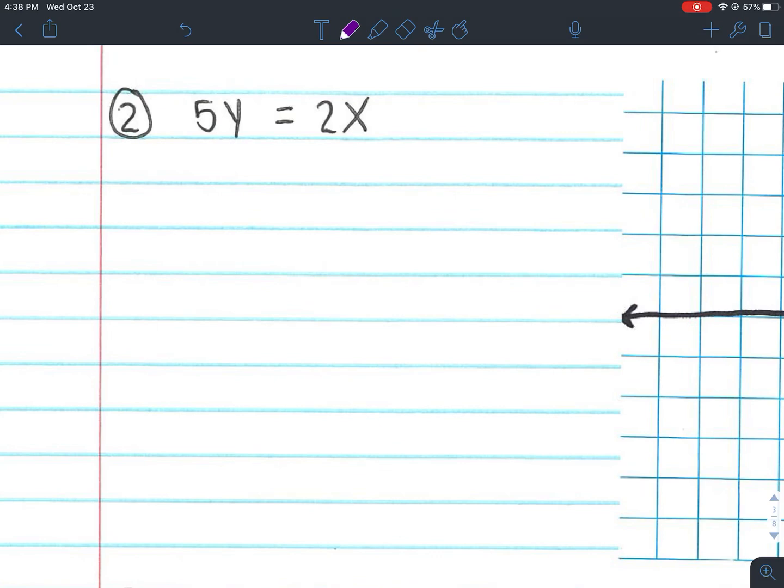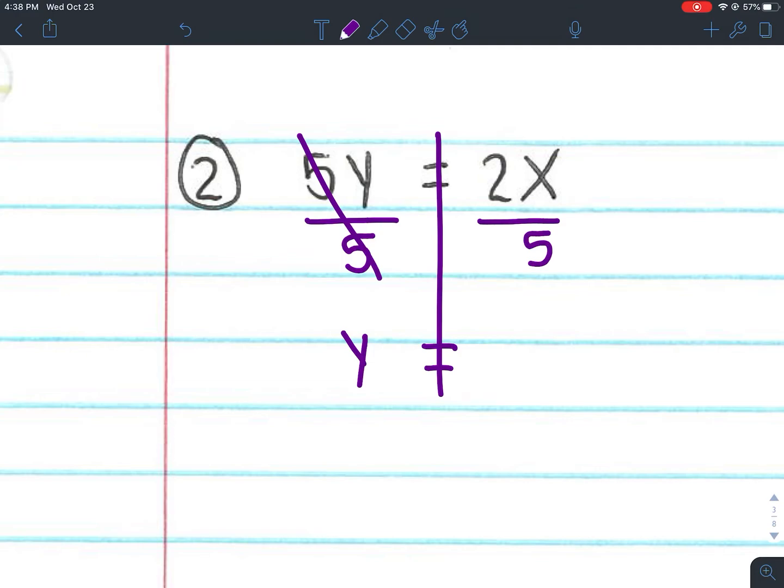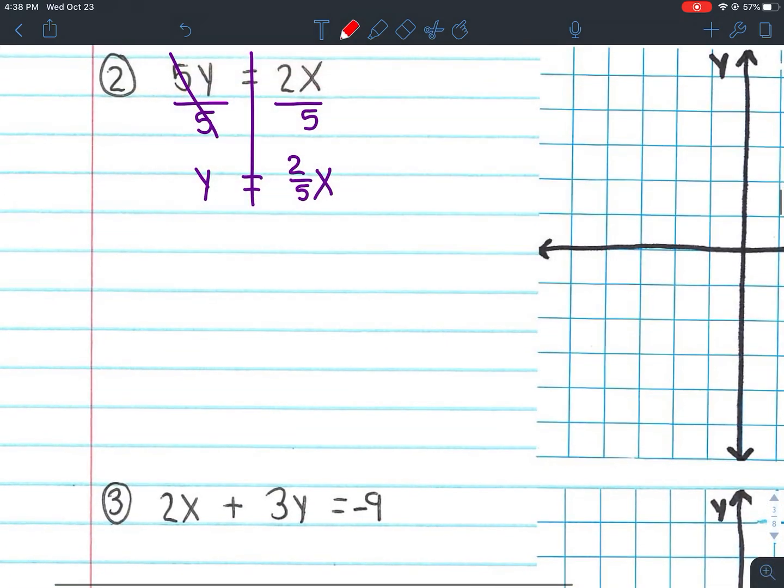You just got to get the y by itself, right? All right, next equation, we have 5y equals 2x. We want to get the y by itself, and it's not currently by itself, so let's draw a little line down the middle here. 5 and y are connected by the operation of multiplication. You want to get rid of that 5 by dividing both sides by 5. So 5 divided by 5 is 1, and you have y equals 2/5 x.